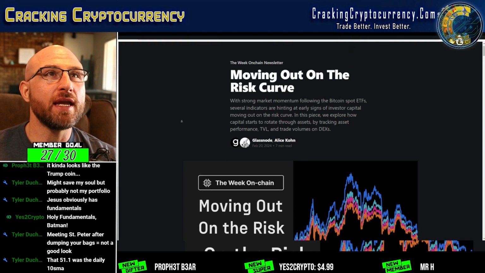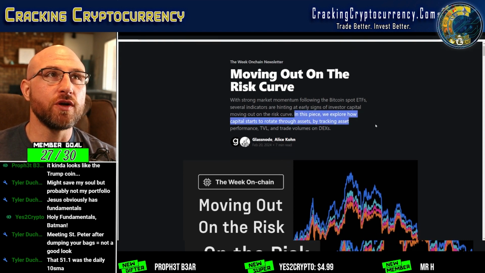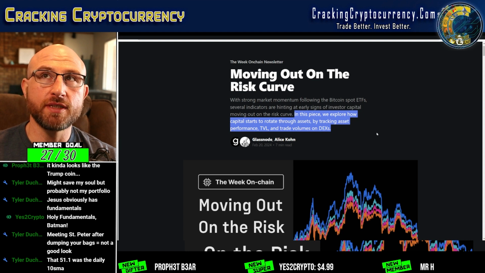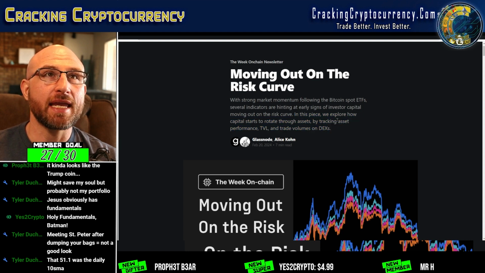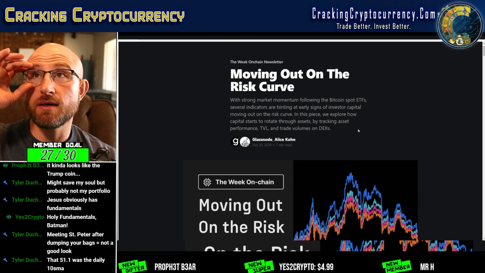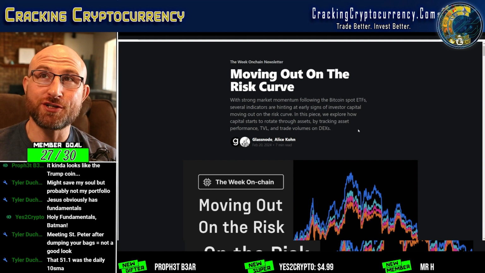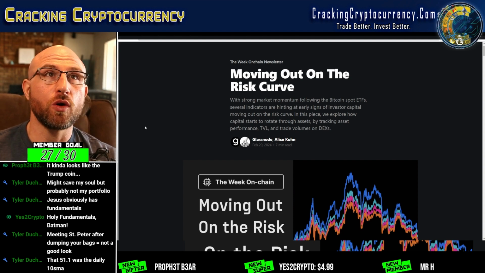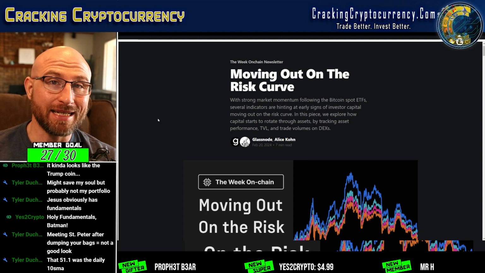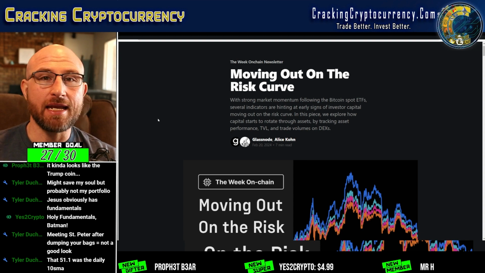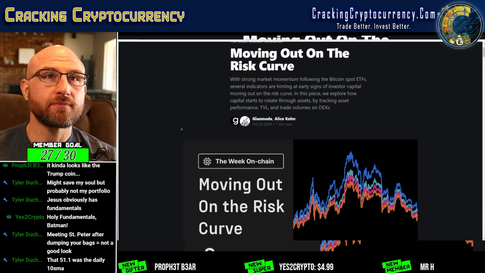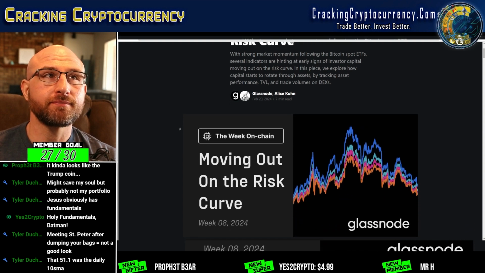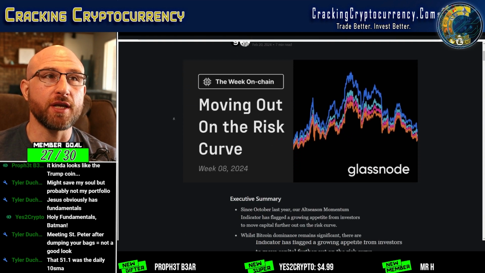All right. So in this article, Glassnode is going to be exploring how capital is starting to rotate through asset classes by tracking asset performance, total value locked, and trade volume on decentralized exchanges. Basically, this is going to be an alt season publication. We're going to look at on-chain volume signatures, investor behaviors, and how these assets are growing that would indicate that altcoin season is going to continue, or restart. Moving out on the risk curve, this week on chain.